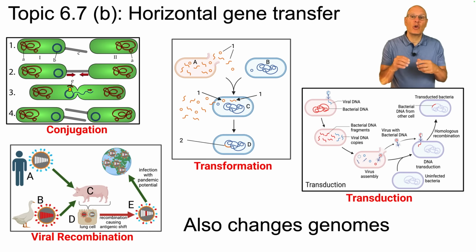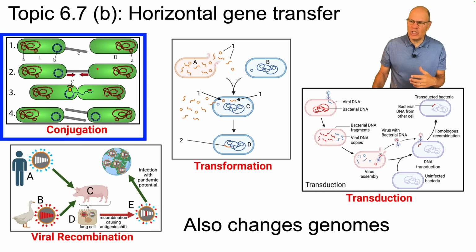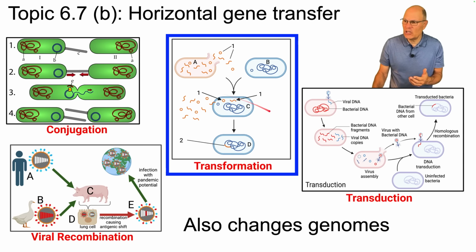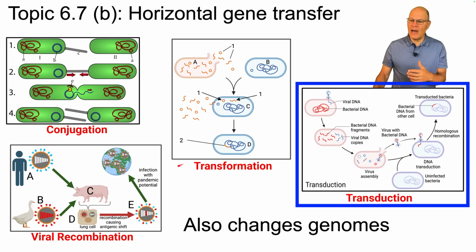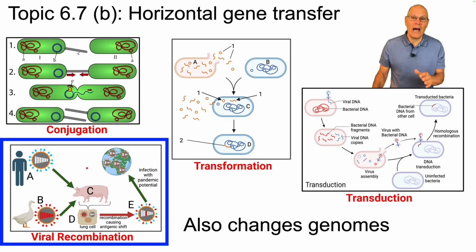Horizontal gene transfer also changes genomes, but by a different mechanism than mutation. It's where one individual transmits genes to another organism of the same generation. It's as if you touch someone and we're able to transfer genes to them. Kind of weird. It includes conjugation in bacteria, transformation, transduction, which involves viruses, and viral recombination.